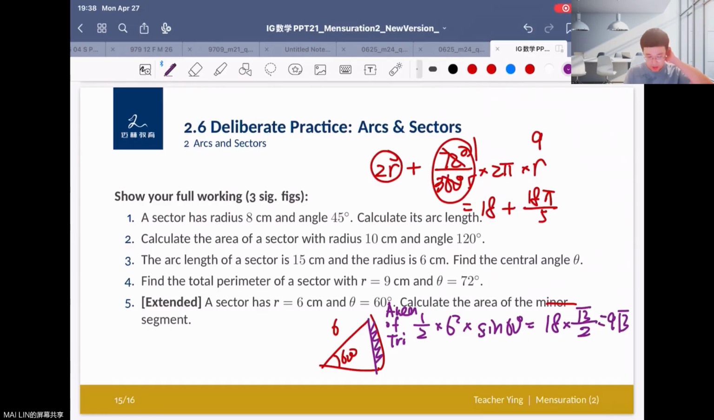Okay, so the sector's area is 60 degree over 360 degree times pi r squared. Okay, so we can say that the area here is 6 pi, okay? So we can say that the minor segment area here is 6 pi minus 9 times square root 3, okay? That is for the fifth problem, okay?